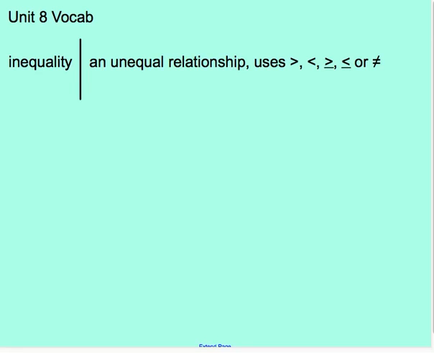In our last unit of the year, we're going to be taking a look at inequalities. And an inequality is simply an unequal relationship. Hopefully you are familiar with at least 4 of these symbols: greater than, less than, greater than or equal to, less than or equal to, and this last symbol is simply not equal to. But we're going to be focusing on the first 4 relationships in this unit.